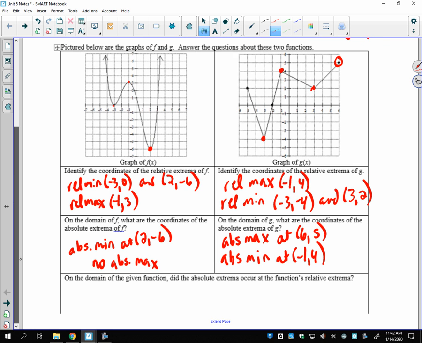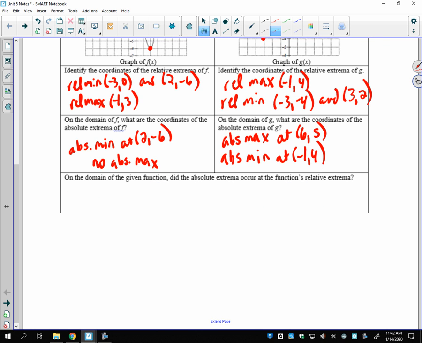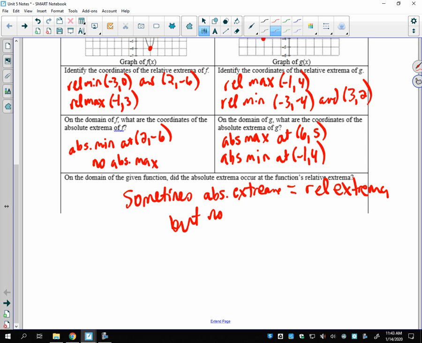So it says, on the domain of the given functions, did the absolute extrema occur at the function's relative extrema? And the answer to that is sometimes, right? Sometimes it can occur at that point. So sometimes absolute extrema are equal to relative extrema, but not always, right? Because we can look at these examples and see examples where it wasn't always true.